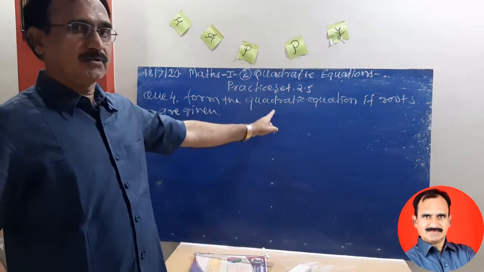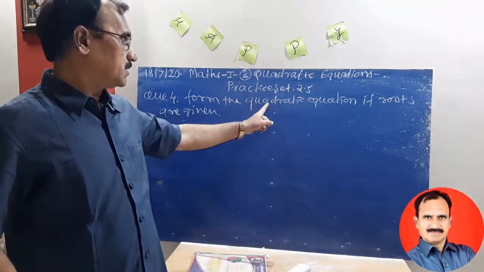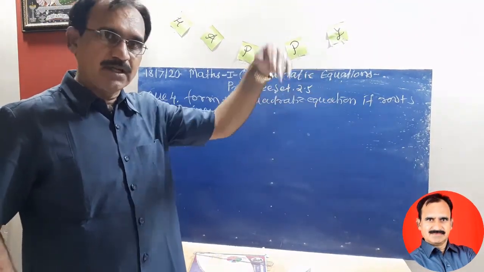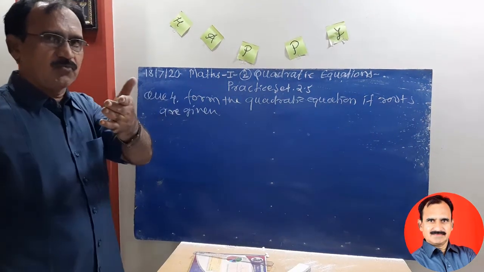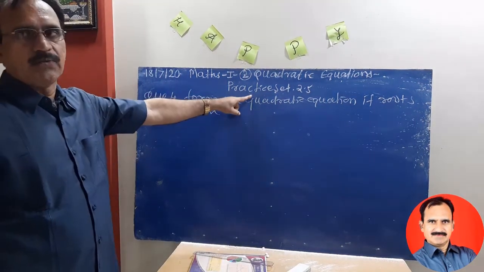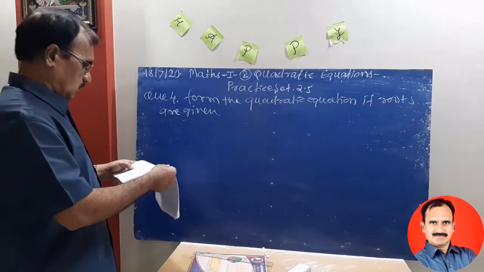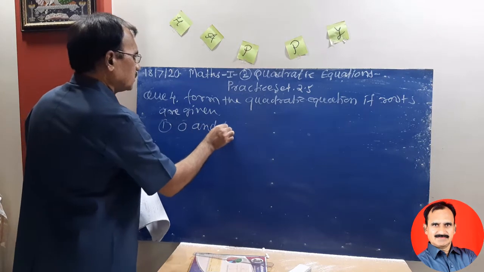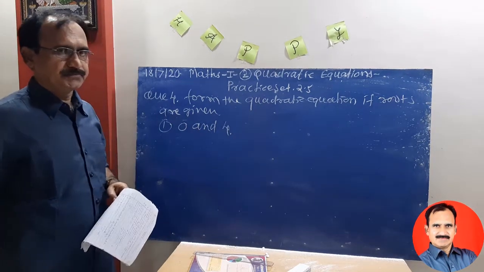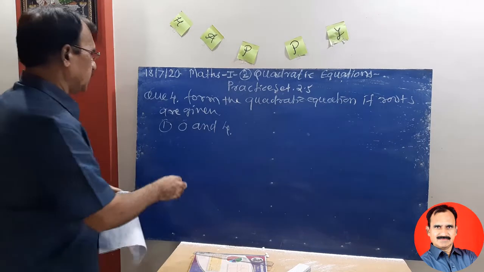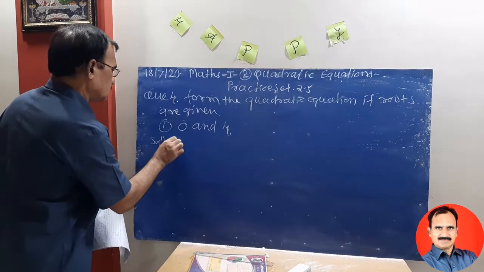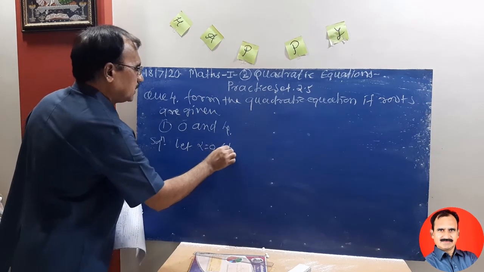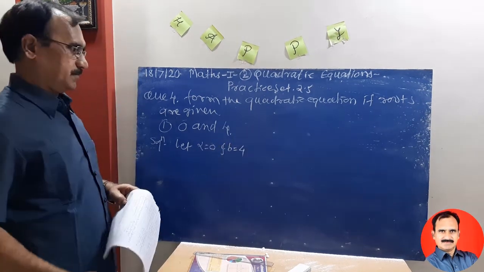Form the quadratic equation. Quadratic equation here we have to form if roots are given. Means answer is given and find the quadratic equation. Very easy. You know the standard form of quadratic equation when the roots are given. Here roots are given here 0 and 4. Let alpha and beta. Solution. Let alpha is equal to 0 and beta is equal to 4.